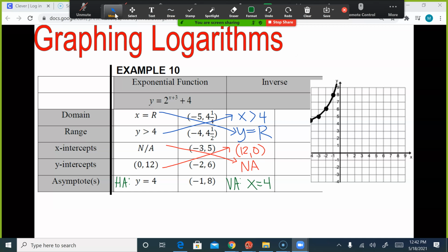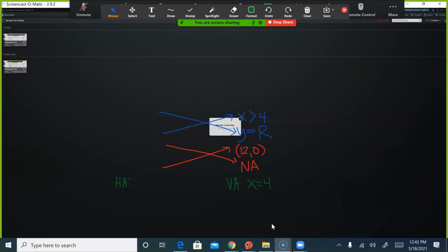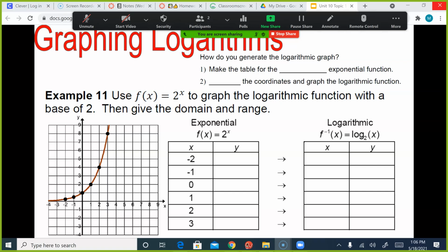All right, so again, to get the graph, you would just switch the points around and then you would graph your new one. Look to graph these. Again, we don't graph logs all by themselves. We have to look at the exponential in order to graph them. So we're going to make a table for the base exponential. If the base is 2, we make the exponential for base 2. If the base is 3, we make the exponential for base 3. And then we'll switch those points around.